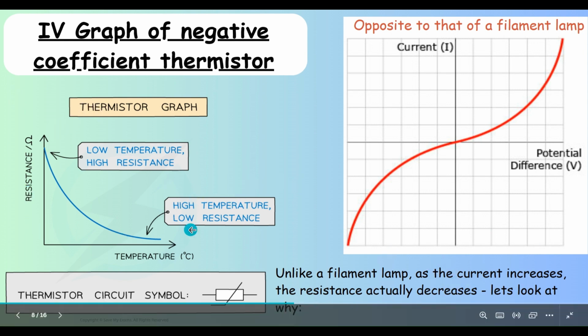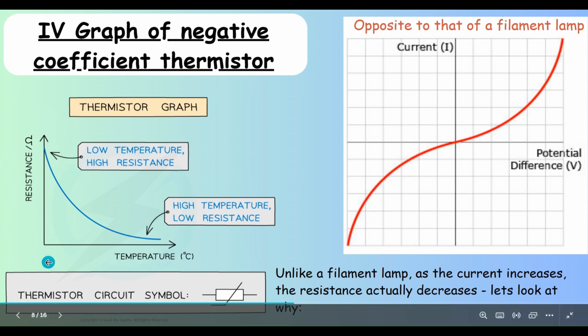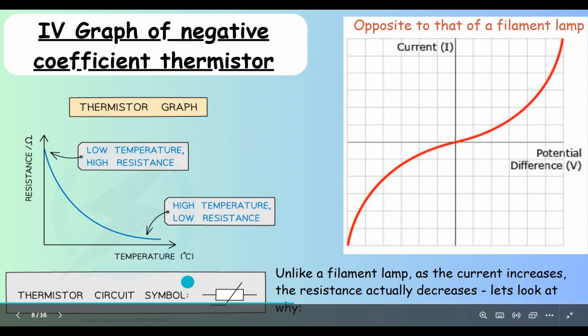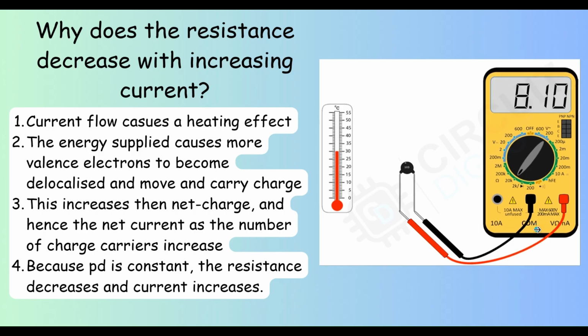But this is often a graph that's represented with thermistors, which just displays that at a very low temperature there's very high resistance, and at a very high temperature there's very low resistance. That's the symbol for it. So let's look at why the current increases more than the potential difference increases.